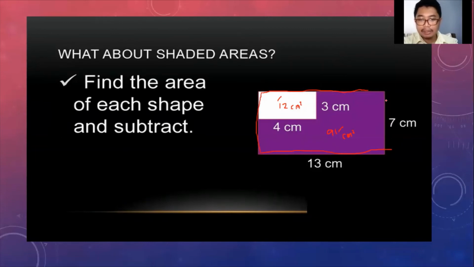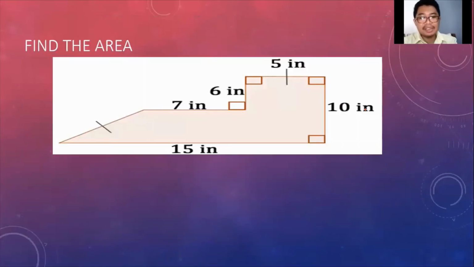And to find the area only of the shaded region here, we are going to subtract 91 by 12. 91 minus 12, we get the answer of 79 centimeter squared. So that is how easy it is to find the area of the shaded figure. This time, I'm going to give this one as an activity for you to find.